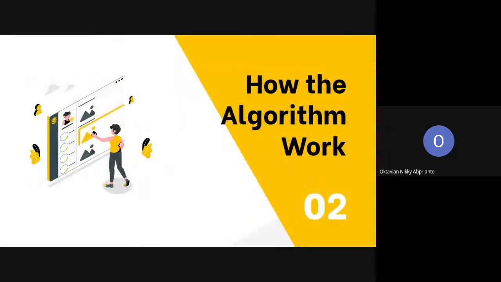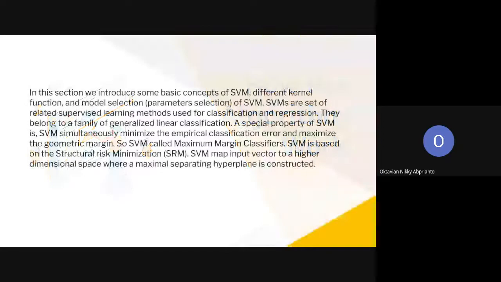The next one is how the algorithm works. In this section, we introduce some basic concepts of SVM, different kernel functions, and model selection of SVM. SVMs are a set of related supervised learning methods used for classification and regression. They belong to a family of generalized linear classifiers. The special property of SVM is that it simultaneously minimizes the empirical classification error and maximizes the geometric margin. So SVM is called a maximum margin classifier.